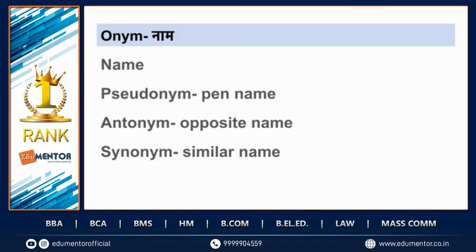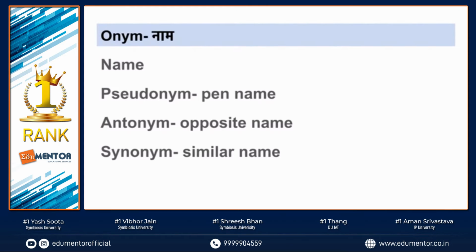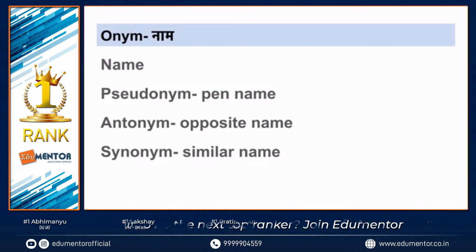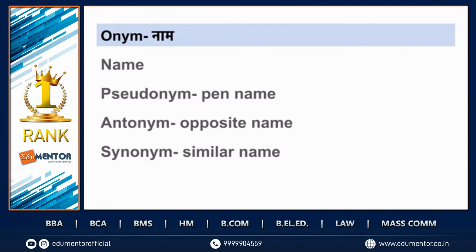So, for example, pseudonym. Pseudo means false, and pseudonym is a false name or a pen name that you've given yourself, right? So onim means name, and pseudonym is a false name.